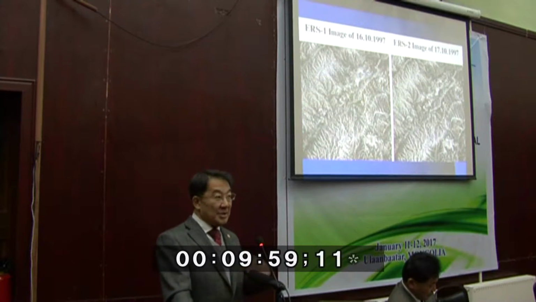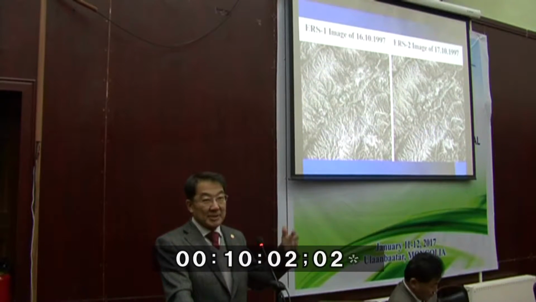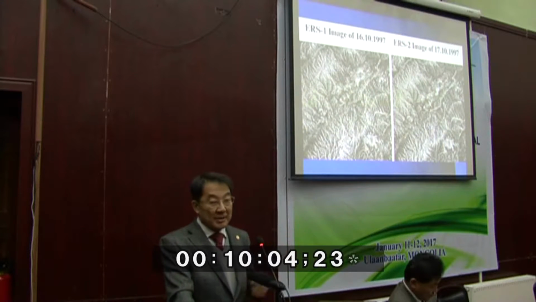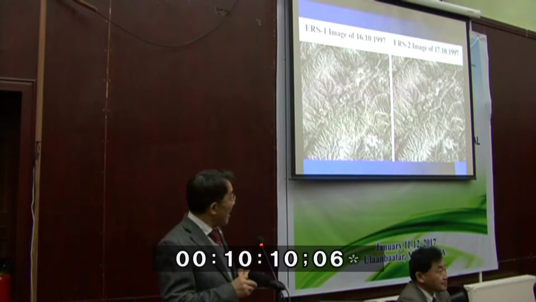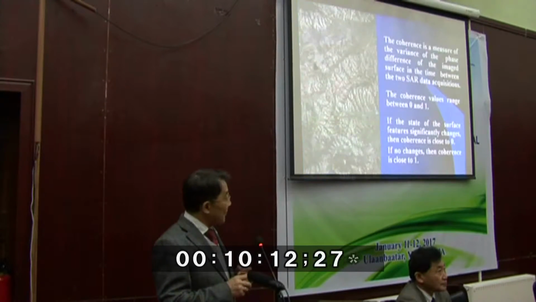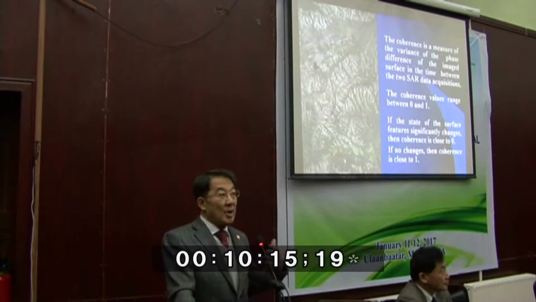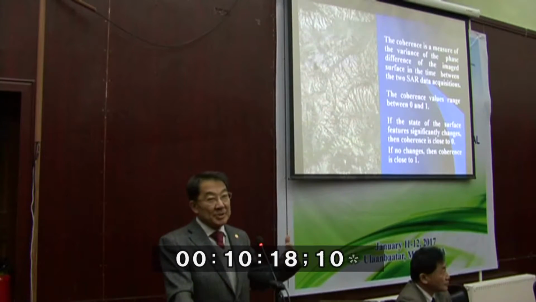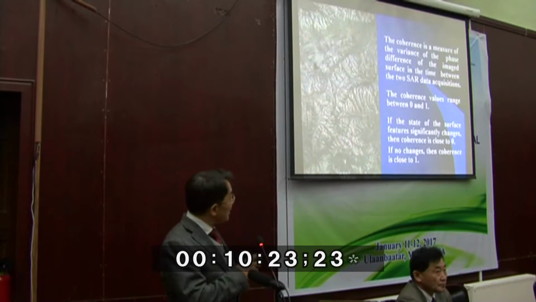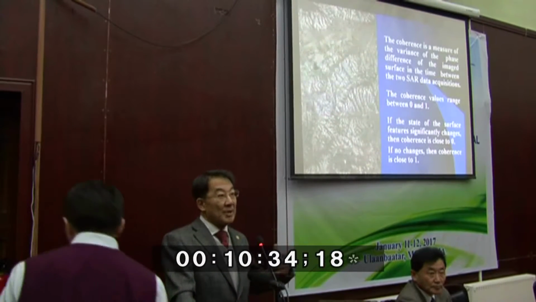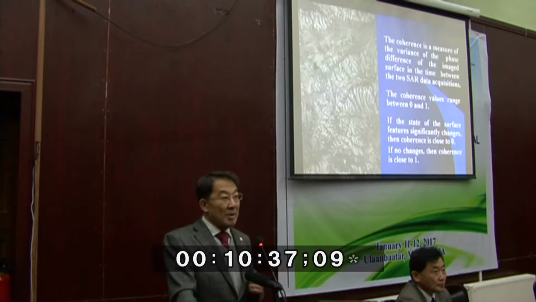Initially we had single-look complex images. From those raw SAR data, we had to extract amplitude and phase images. And during the interferometric processing, we obtained coherence images with different qualities. Coherence is a measure of variance of the phase difference of the imaged surface in the time between the two SAR data acquisitions. Coherence values range from 0 to 1.